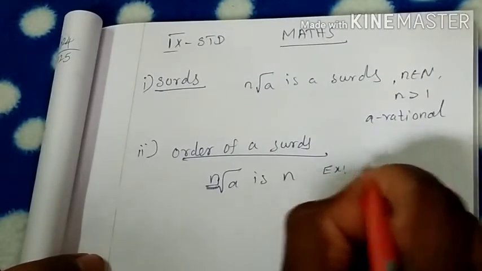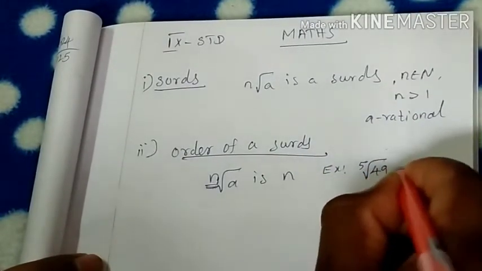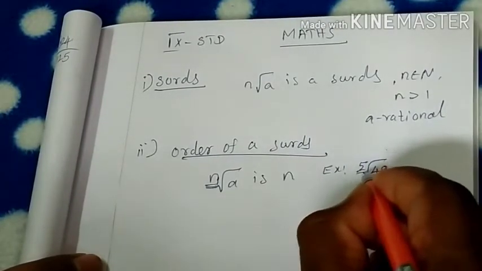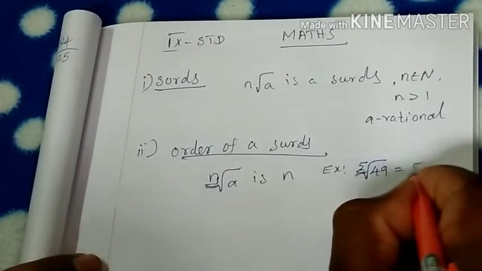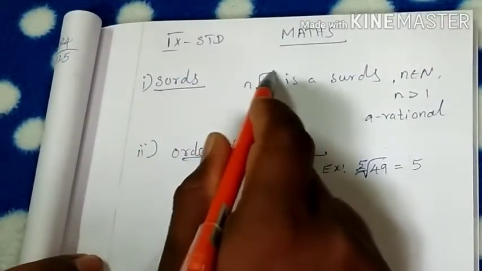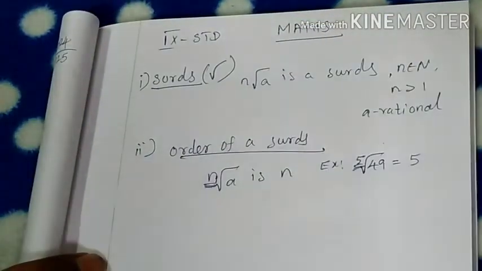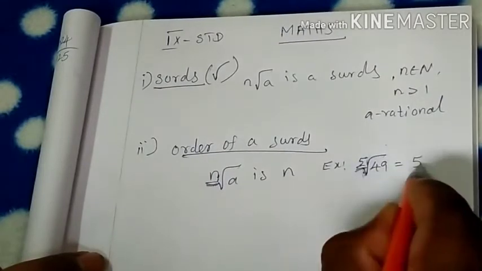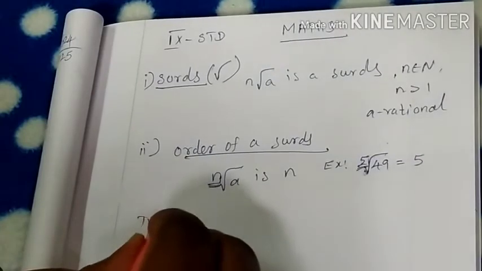The example, the fifth root of 49. What is the order here? This is 5, so the order of the set is 5. The sets represent the square root value. The order of the sets is 5. That's all. Then types of sets.